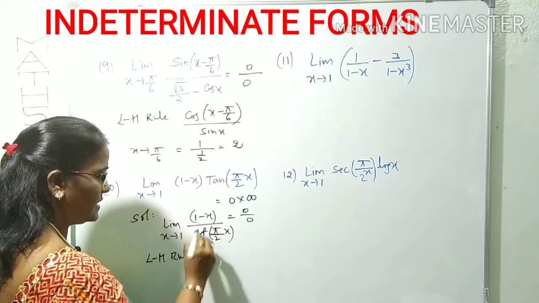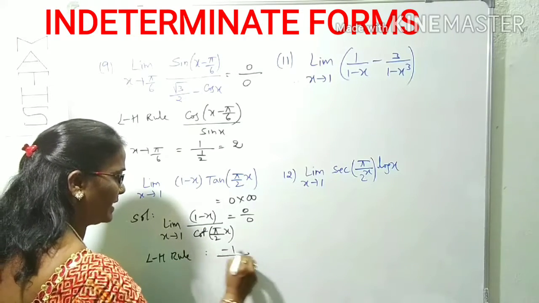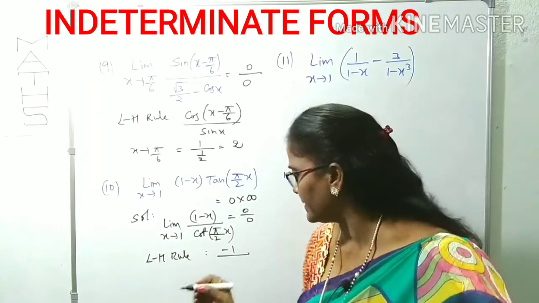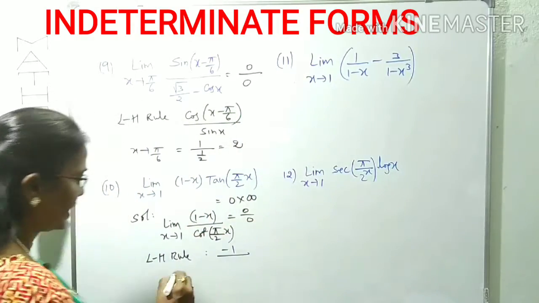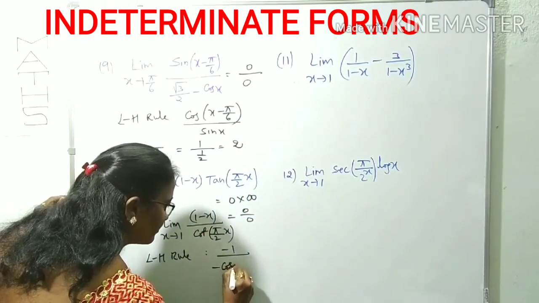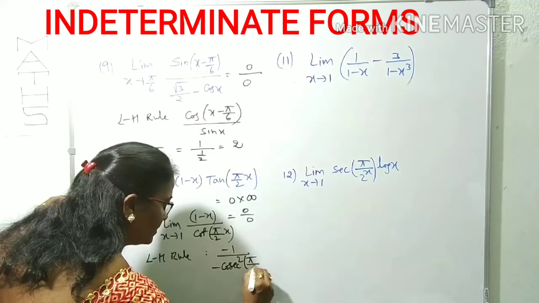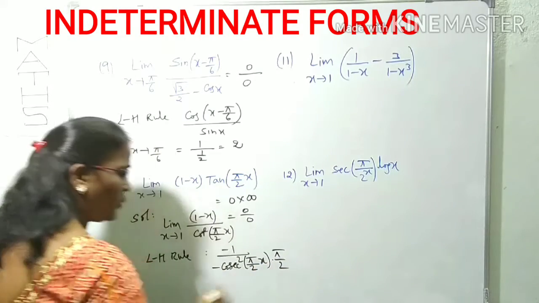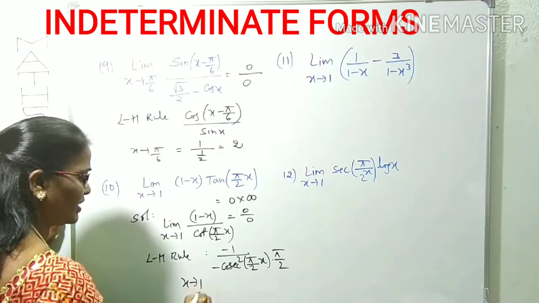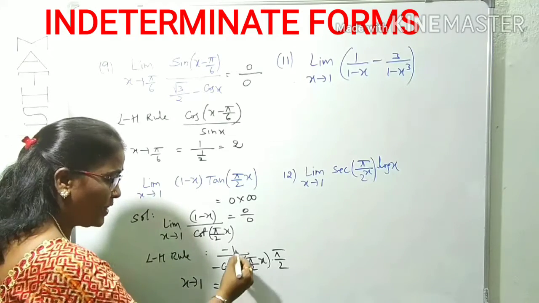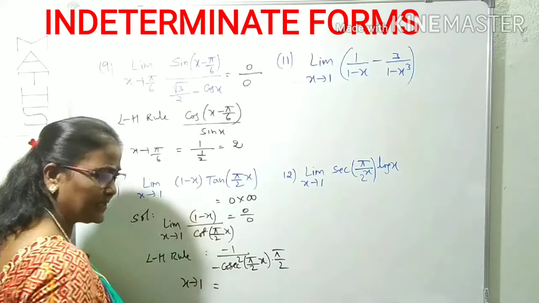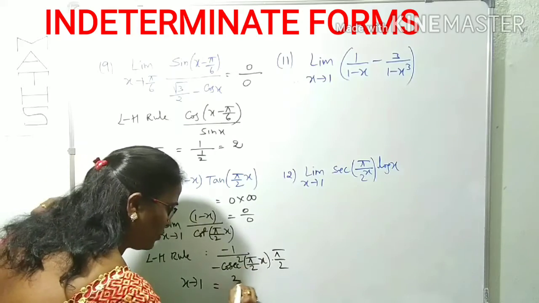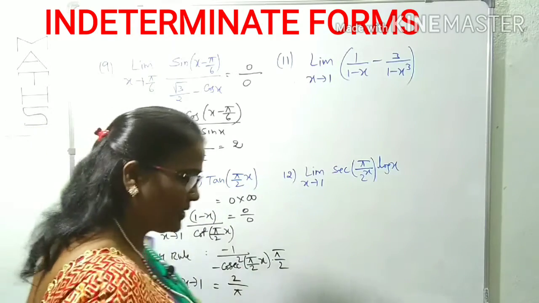What is that? The derivative of 1 minus x is minus 1, divided by, what is the derivative of cot? The derivative of cot is minus cosecant square, so here I am writing minus cosecant square of pi by 2 x, into again the derivative of pi by 2 x, which is pi by 2. Now we can apply the limit x tends to 1. Minus minus gets cancelled. 1 by cosecant 90. What is cosecant 90? 1. 1 and 1 cancel, so 1 into pi by 2 means simply 2 by pi. This is our required result. Clear?